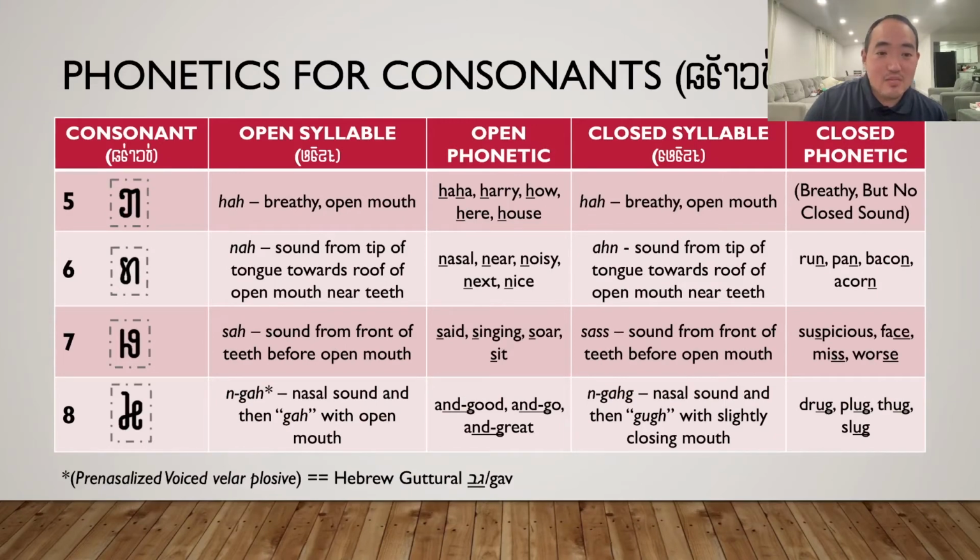All right, so the next consonant, which is the number 5, is ha, ha. You'll hear that the open syllable and the closed syllable are very similar. Let's start with the open syllable. The open syllable is a breathy, open-mouth sound, right? You'll hear this in words like ha, ha, or Harry, or how, here, house. Pretty straightforward, the same thing as in English, right?